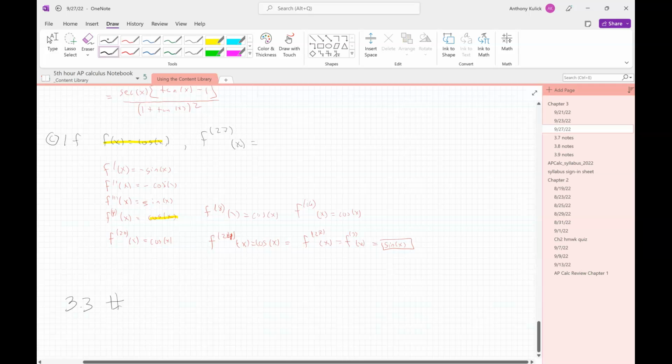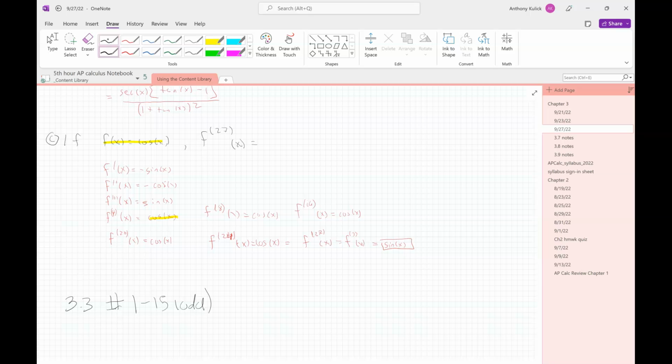All right, that's section 3.3. We get some new trig derivative rules. And then you have to remember some of your trig identities from way back when, right? And you're like, oh, goodness, Mr. Kulik. Right? And we're going to start 3.4 here.